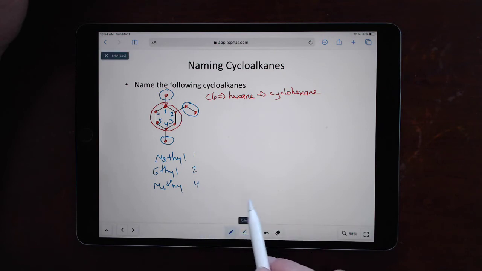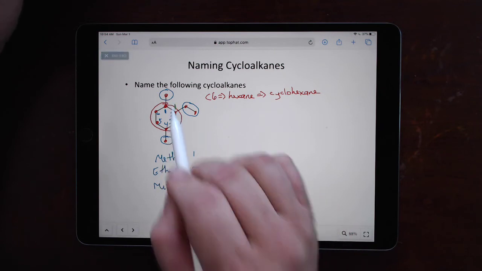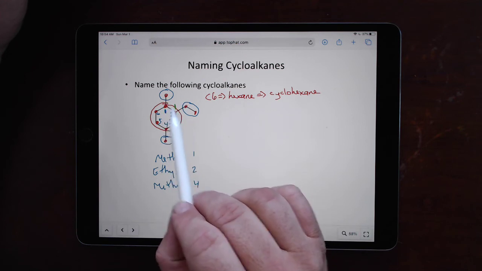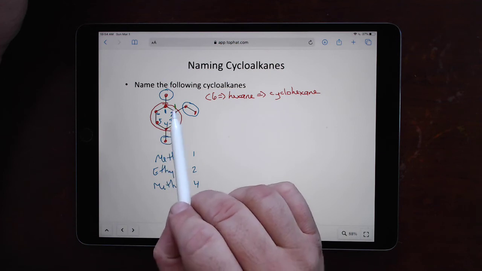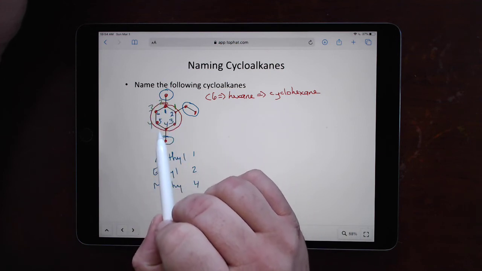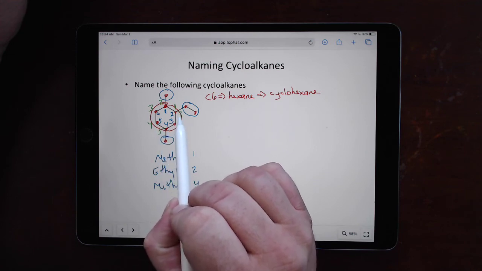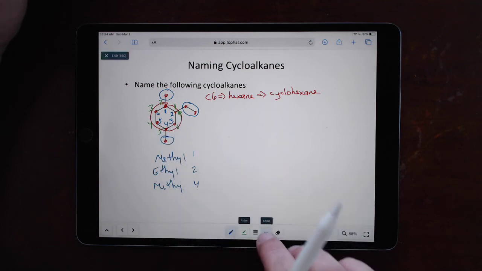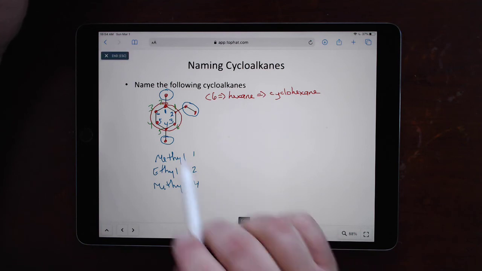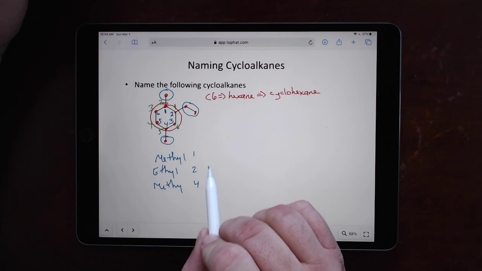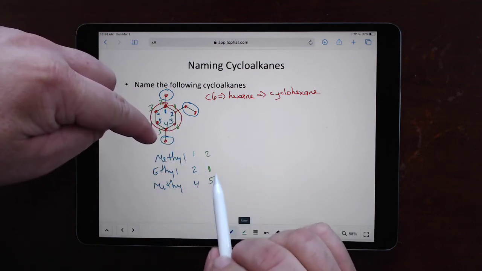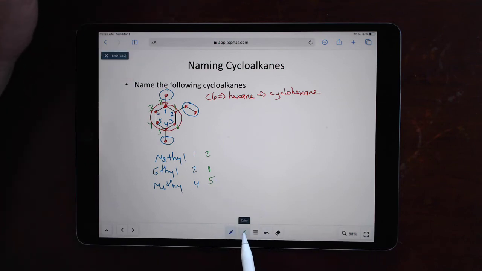If we wanted to do this one as carbon 1, now the nearest side chain neighbor is over here, because this is only 1 away as opposed to this one's 2. So we'll say that's 2, and then keep going around: 3, 4, 5, 6, 7. So that makes this 1, this 2, and this one is 5.